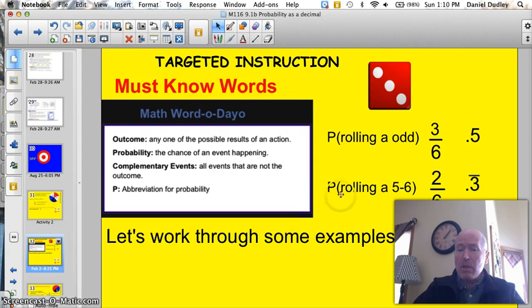Just like my probability of rolling a 5 or a 6, there's only 2 chances out of 6, because I could roll a 5 or I could roll a 6. All the other answers don't work. That becomes 0.33 or 0.3 repeating. If you put it into the calculator, you're going to get 0.3333, so 0.3 repeating. Don't forget, the abbreviation for probability is P. Let's work through some of these examples.